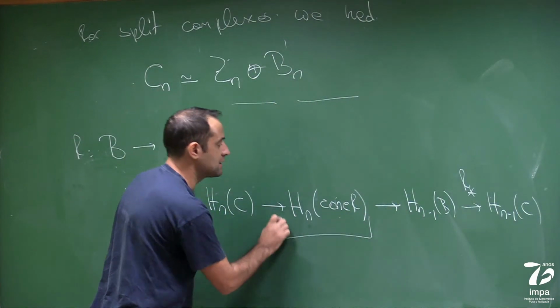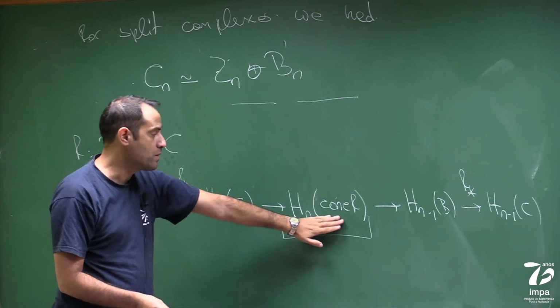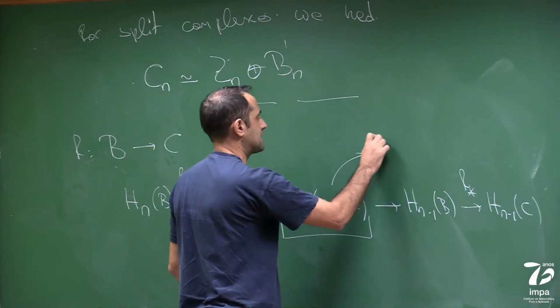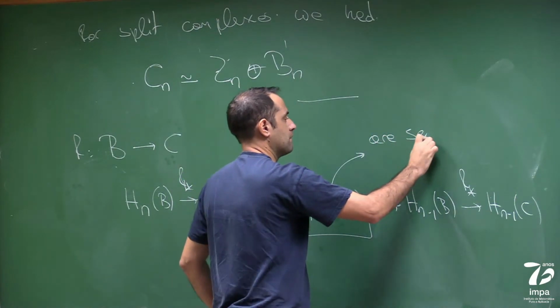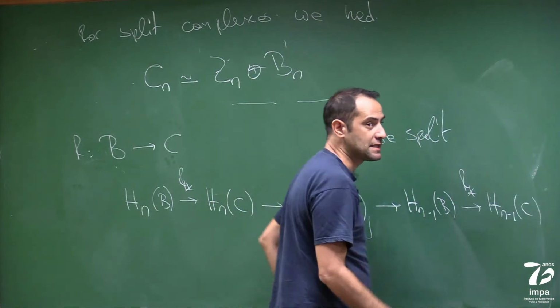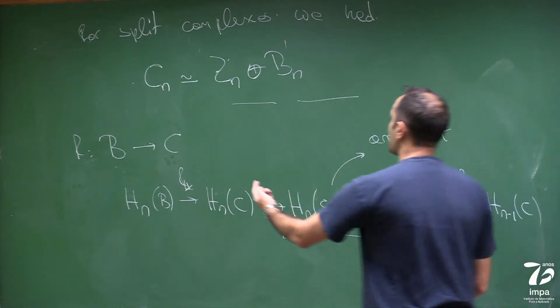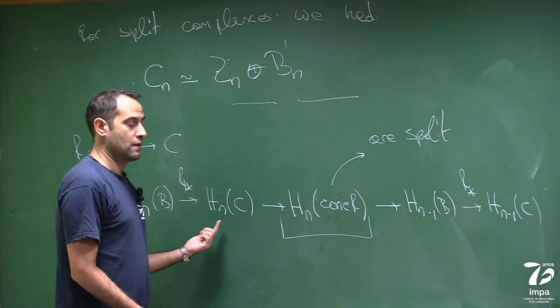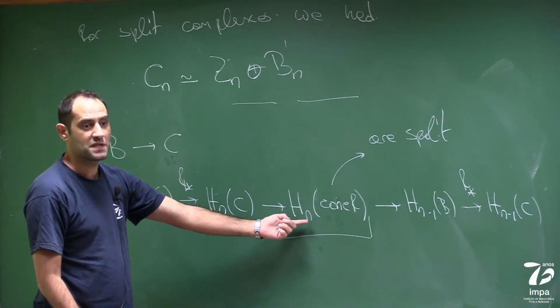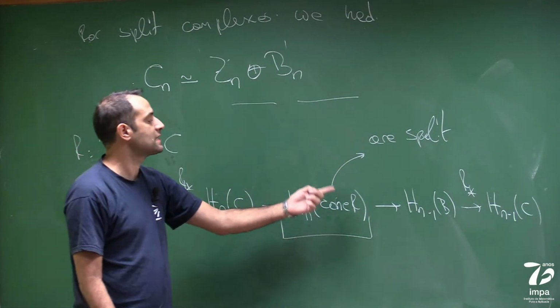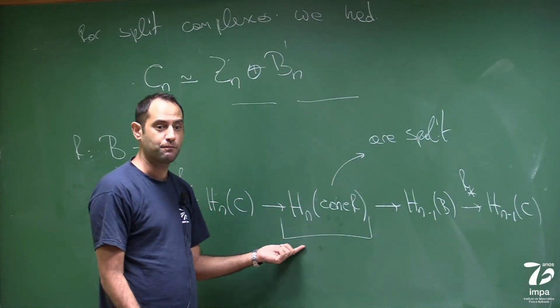But this complex is split exact. This cone always admits splittings. Cones are split. I did it for the identity, but it's clear the same splitting would work for arbitrary objects. So understanding quasi-isomorphisms by this trick of using the cone, which is the total complex of a double complex, allows me to understand them by studying split exact complexes.